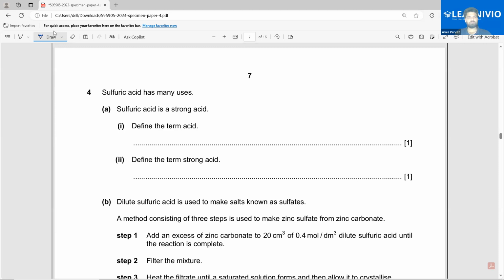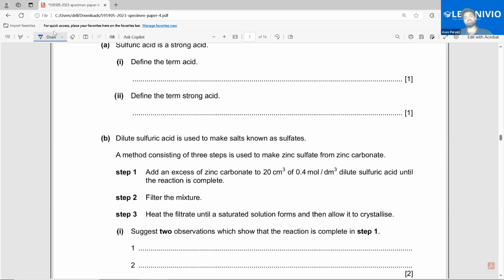Next. Define the term acid. Substances that dissociate in water to produce H+ ions, protons. Very good. Define the term strong acid. Acids that completely dissociate in water to form H+ ions. Okay, very good.